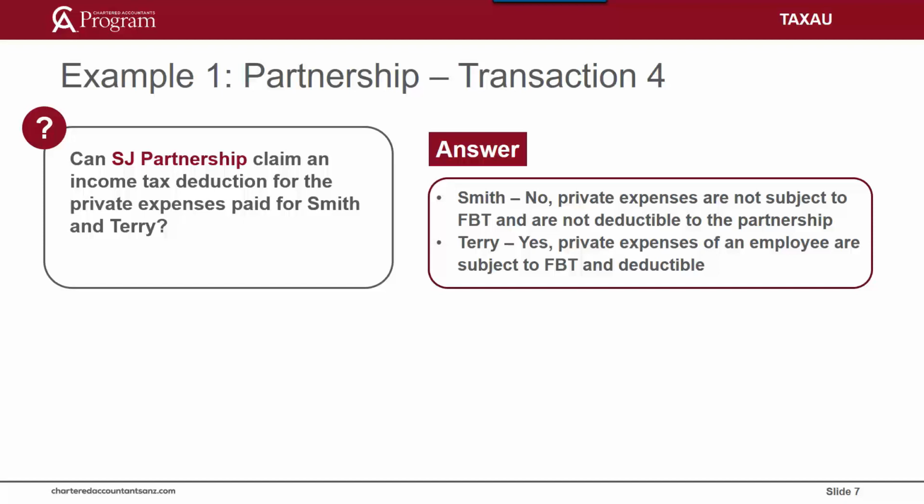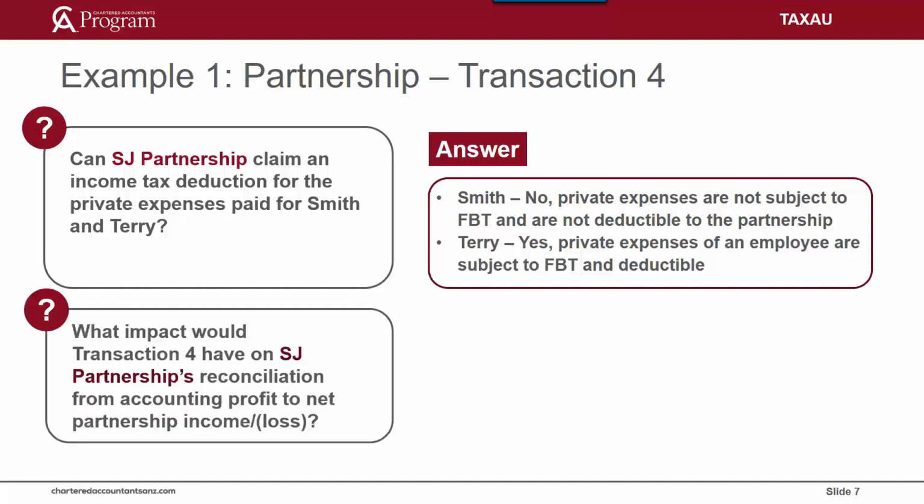As Terry is an employee, the payment of the school fees will give rise to a fringe benefit for the SJ Partnership, which is subject to FBT and payable by the partnership. The school fees will also be deductible under Section 8.1 as employee remuneration expenses. So now that you know that, what impact would Transaction 4 have on SJ Partnership's reconciliation from accounting profit to net partnership income or loss?